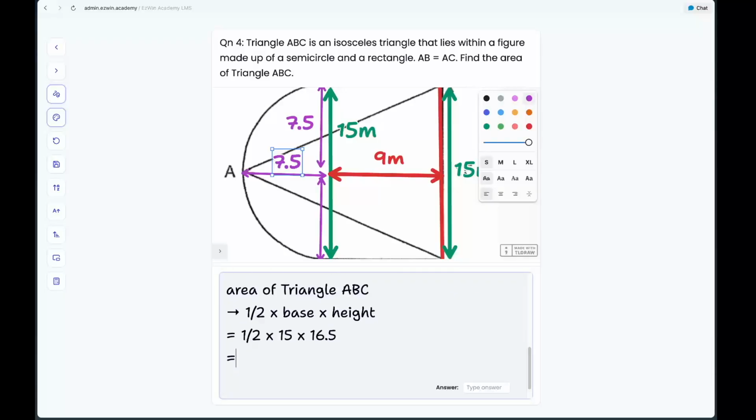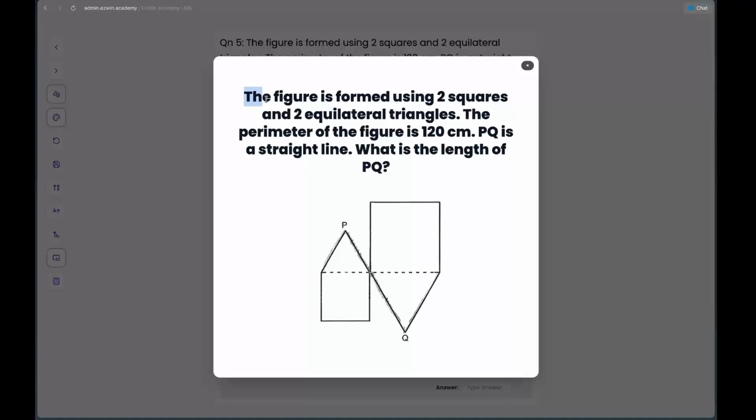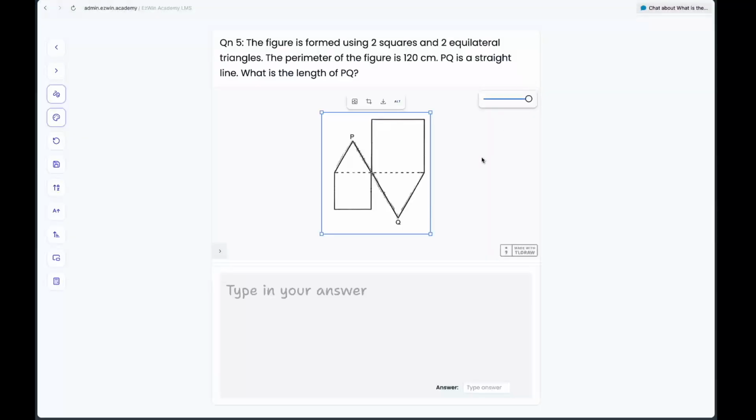And this will then be equal to 123.75 meters square. There you go. Question number 5. The figure is formed using two squares and two equilateral triangles. The perimeter of the figure is 120 centimeters. PQ is a straight line. What is the length of PQ?